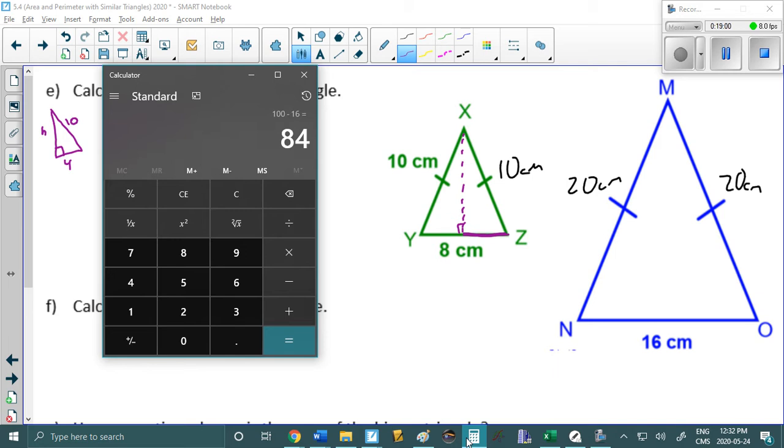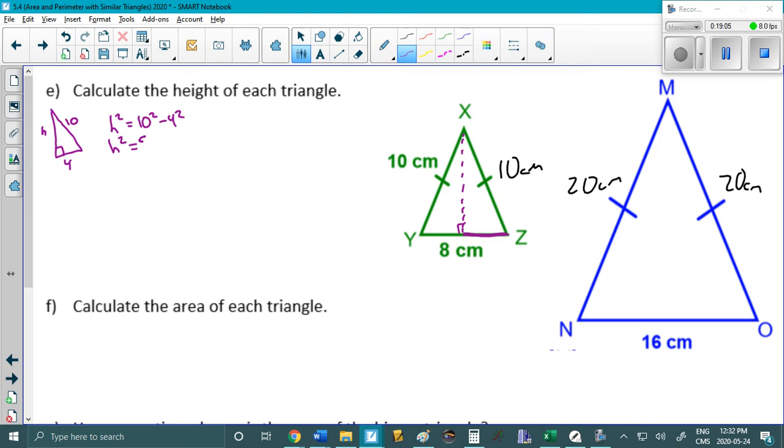So 100 minus 16 is 84. And I take the square root. 84, I take the square root, and I get approximately 9.17.